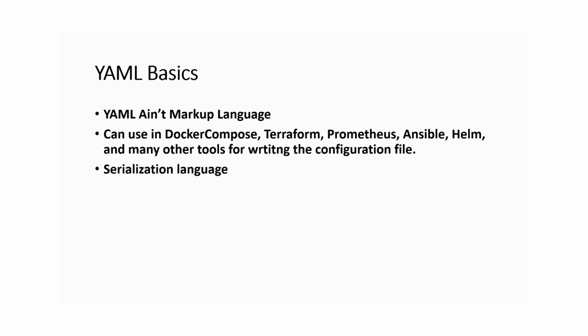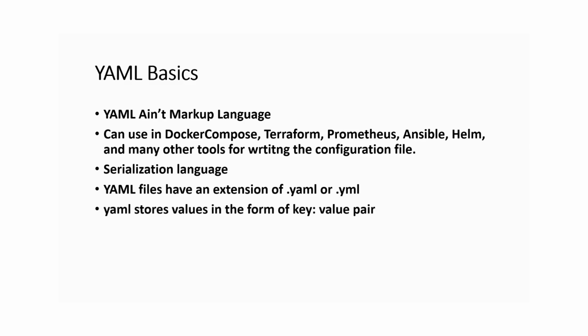YAML is a serialization language similar to XML and JSON. It stores data as key value pairs, so different applications can share data easily. YAML files have an extension of .yaml or .yml. YAML stores information as key value pairs and objects, making it a simple and human-friendly language to read and write.